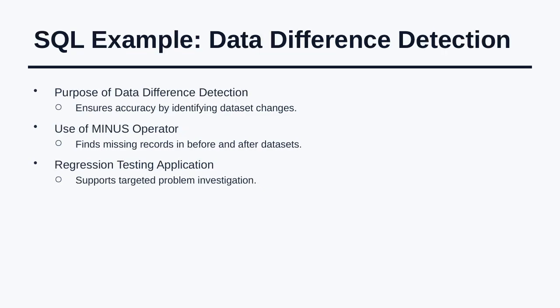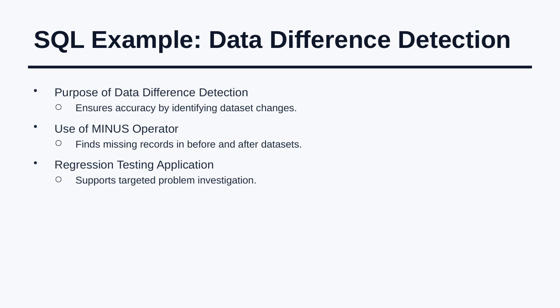ETL workflows. Data difference detection plays a key role in making sure our datasets stay accurate by pinpointing any changes between versions. One common way to do this is by using the minus operator in SQL, which helps us find records that appear in one dataset but not the other, essentially highlighting missing or extra data points.